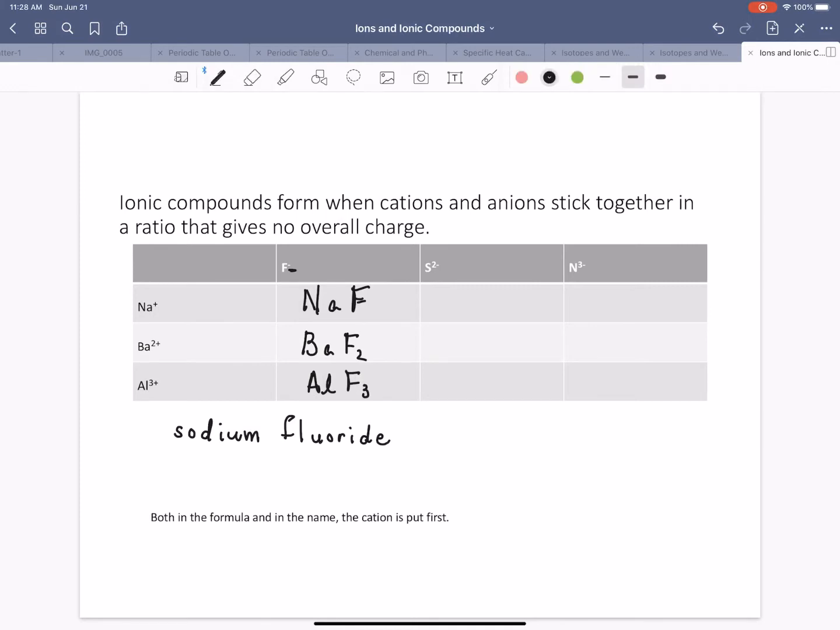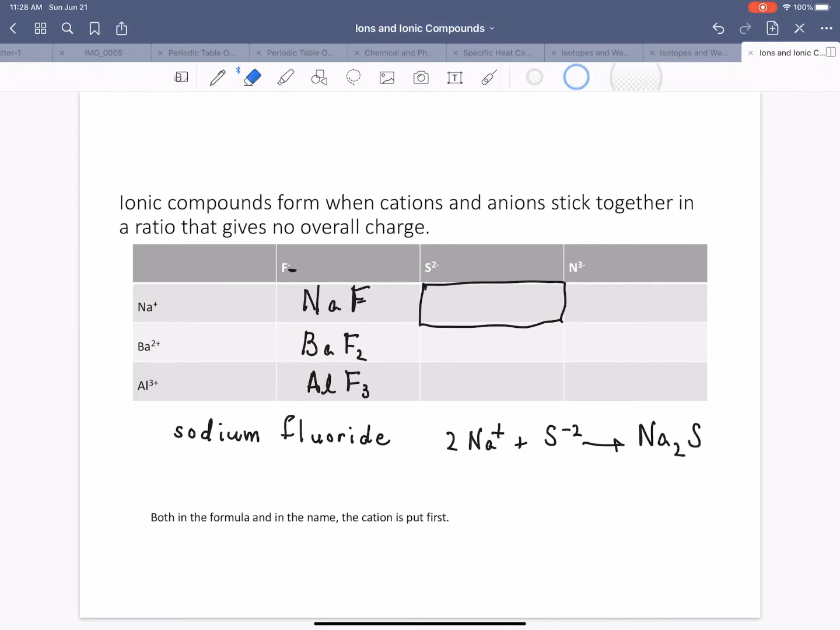Okay, so let's look at this one. We have a cation with a +1 charge and an anion with a -2 charge. So we're going to need 2 cations to match the charge of that one anion. So this 2 becomes this subscript. And this is sodium sulfide.